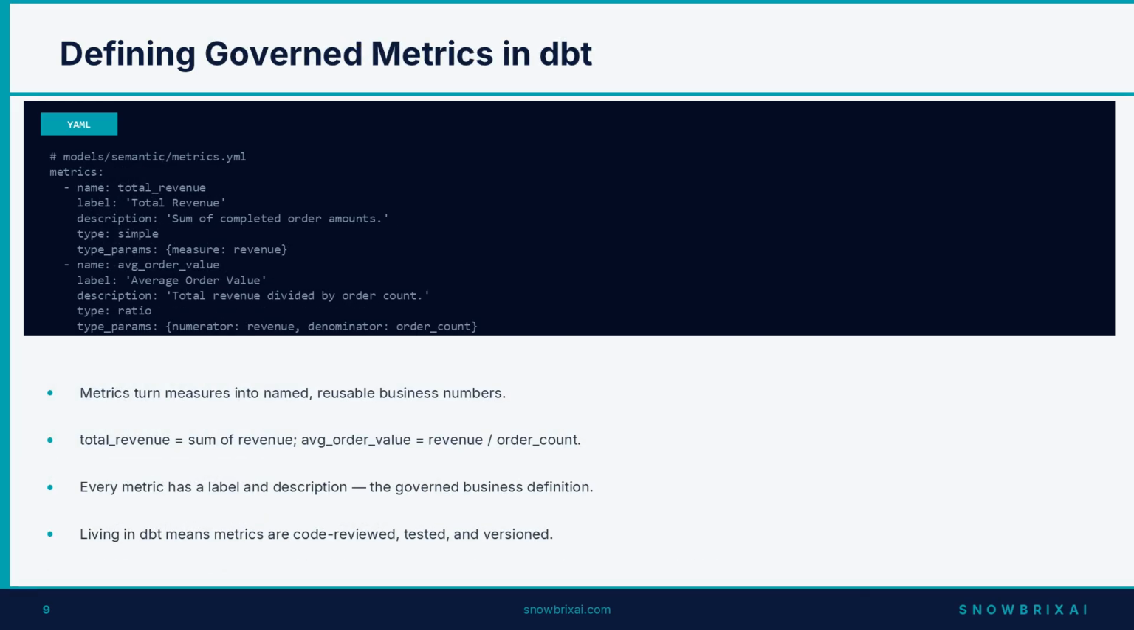Now turn measures into named business numbers. Read the metrics YAML: total revenue, a simple metric, the sum of the revenue measure, labeled with a description that says net revenue from completed orders, and average order value, a ratio: total revenue over order count. Every metric carries a label and a description. That is the governed business definition written down. And because they live in dbt, the metrics are code reviewed, tested and versioned. This is the single source of truth that lifts cross-team accuracy.